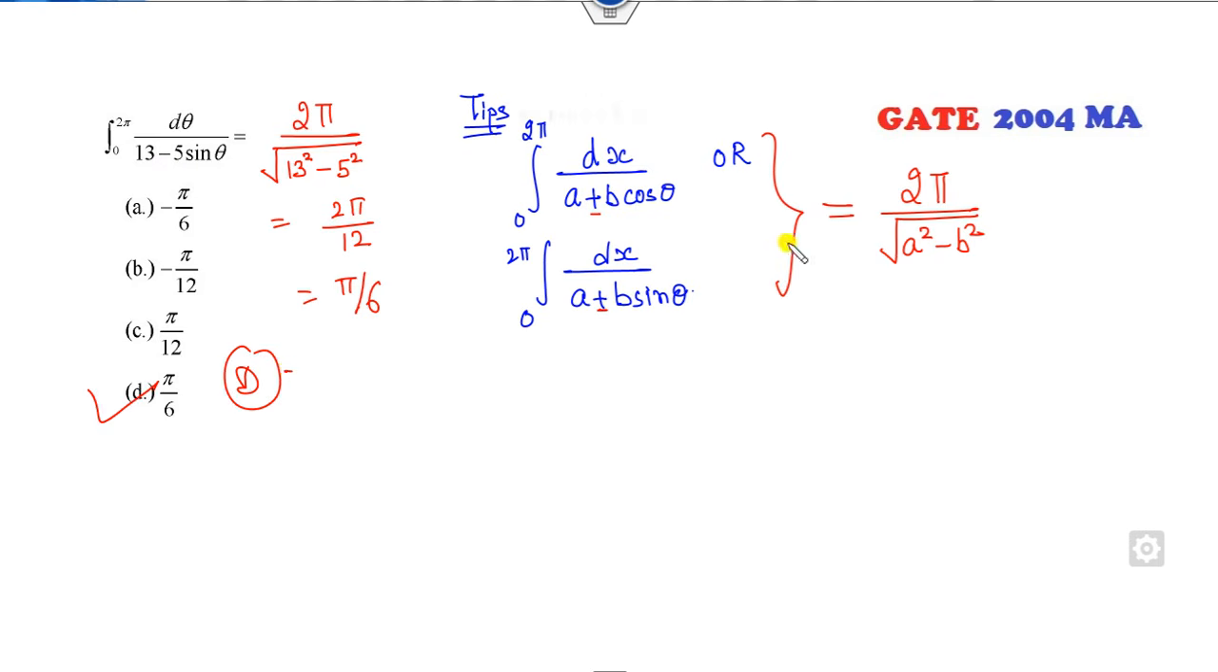No need to solve this integration, just remember this formula or simple shortcut trick, so that you can write it quickly whenever it's a sine or cosine, whether it's positive or negative.